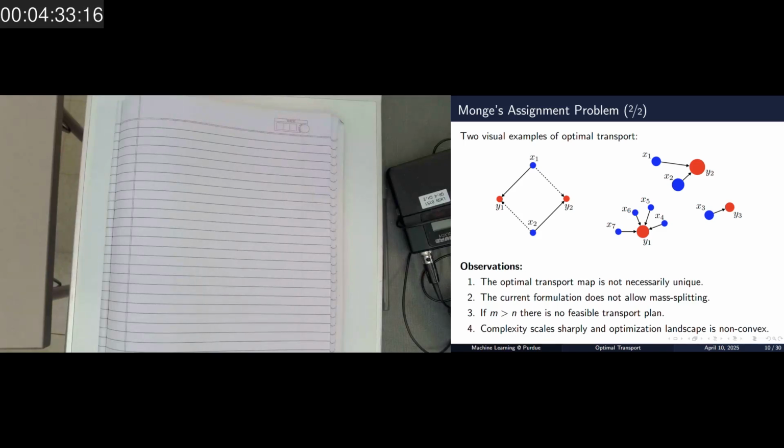If the mass is not conserved, which means if y1 is not equal to x1 plus x5 plus x4 plus x5 plus x6 plus x7, that means something is wrong with this transport plan. It's not a valid transport plan, and we can exclude that from our feasible set of solutions.